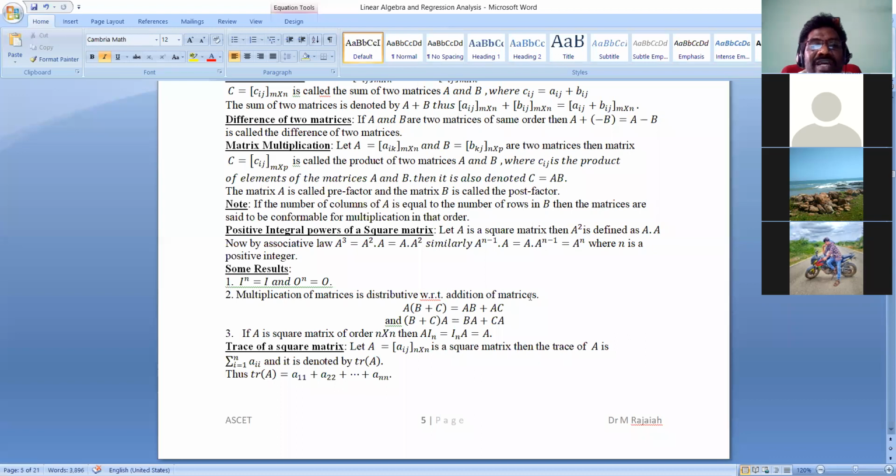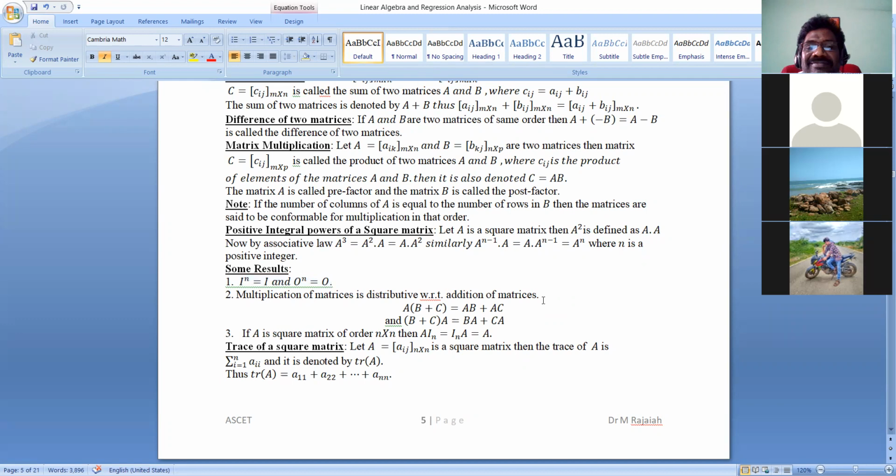Identity matrix is a square matrix. Say yes or no: identity matrix is a square matrix or not? Yes, sir. I is nothing but a square matrix, either n by n, or 3 by 3, 2 by 2, or whatever. I power n equals I only.